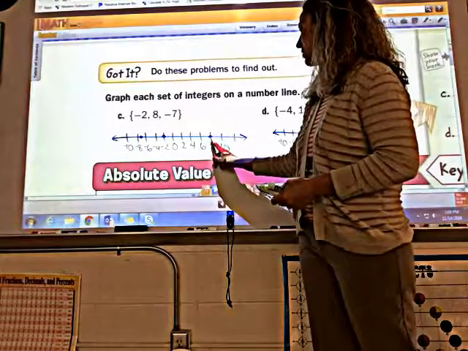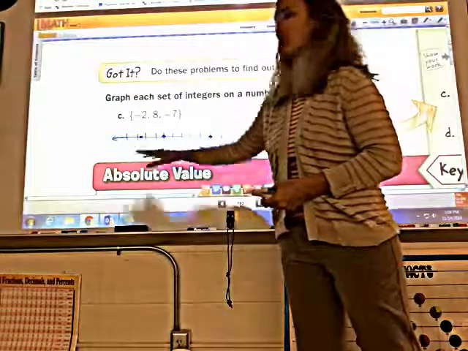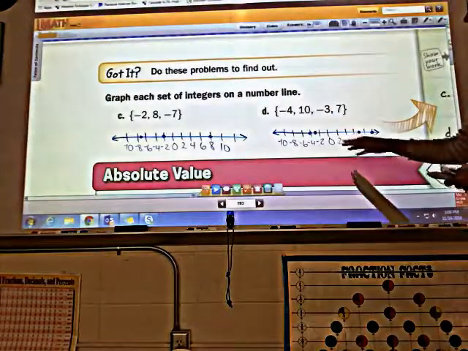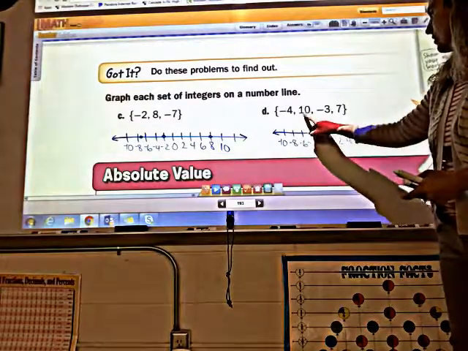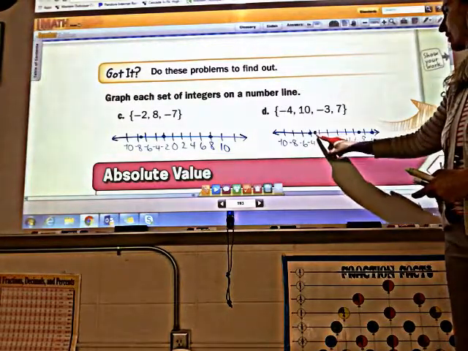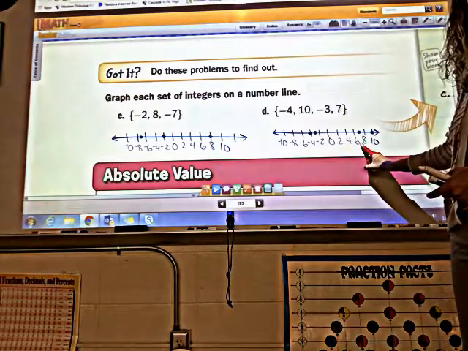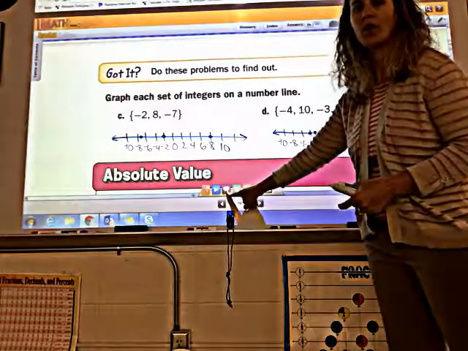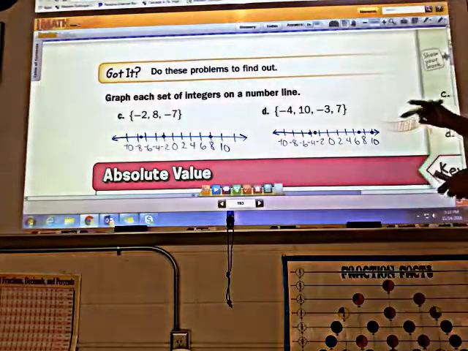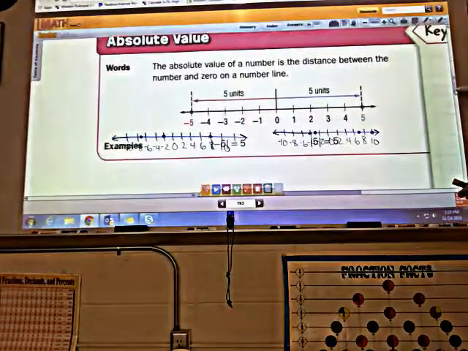Again, please note that those dots are on the line, not above it or below it. Numbers are listed below it as well. Taking a look at letter D, I've got -4, +10, -3, halfway in between, and then a +7 there. If you do need some more help with those, please check out the tutorials, as there will be more examples on there of graphing integers on a number line.